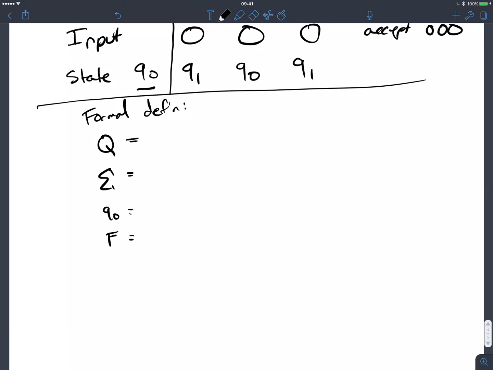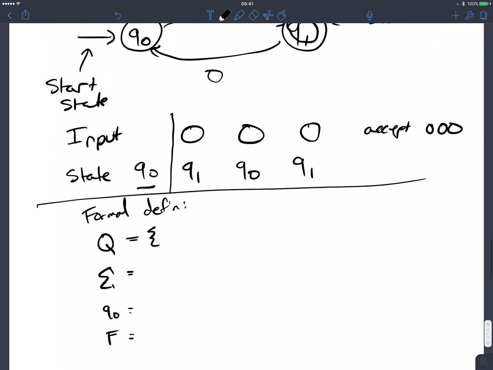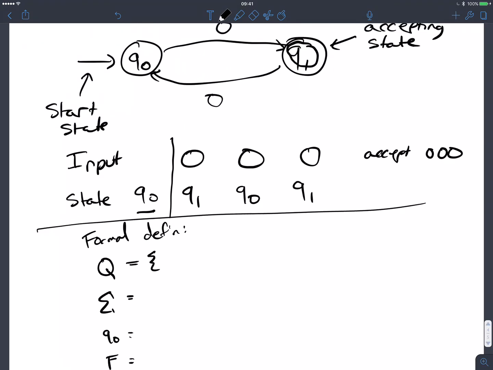So what is Q fundamentally? It is a finite set. Okay, so I need to write a set notation here. So what things are in Q? Q0 and Q1, the states of the machine. Okay, so Q is just the set containing Q0 and Q1. It's just a two-element set. Nothing special about it.